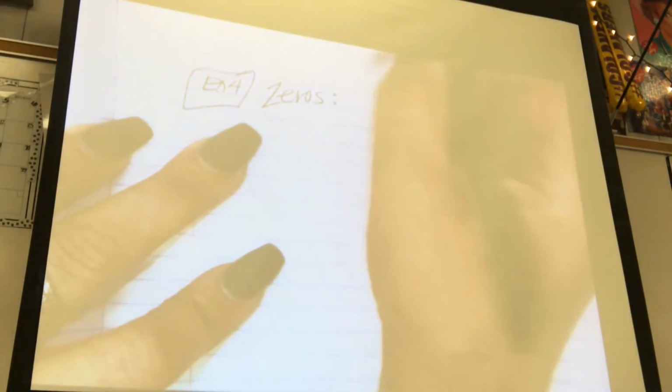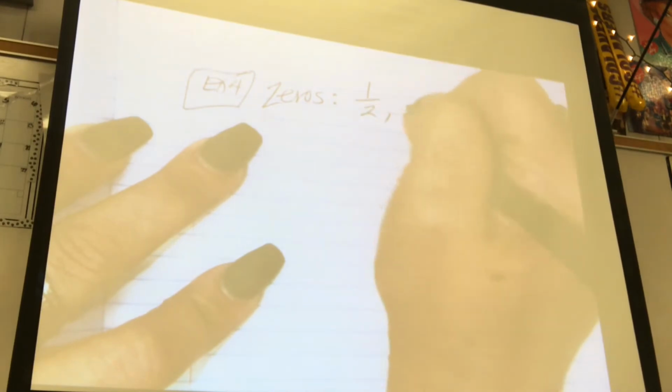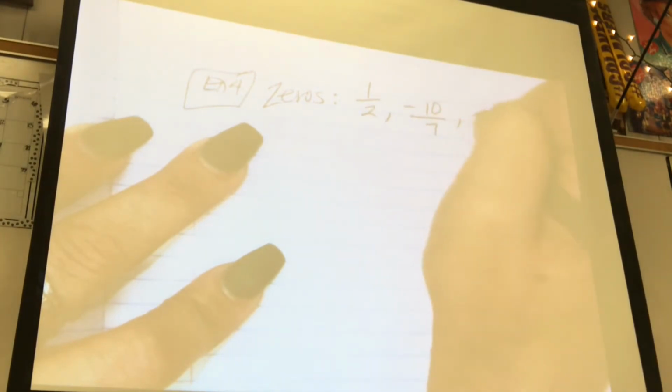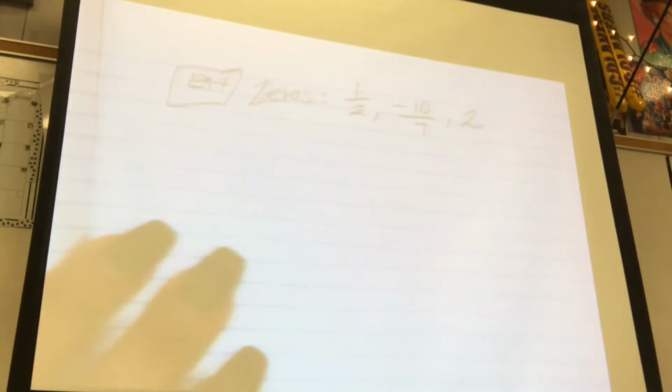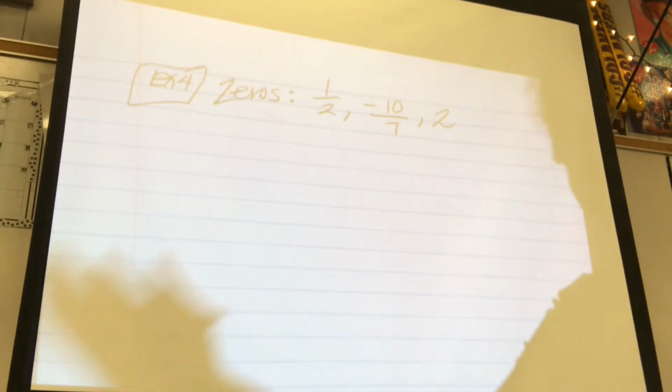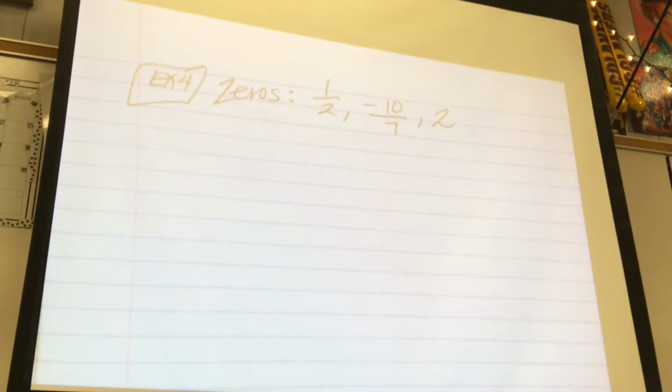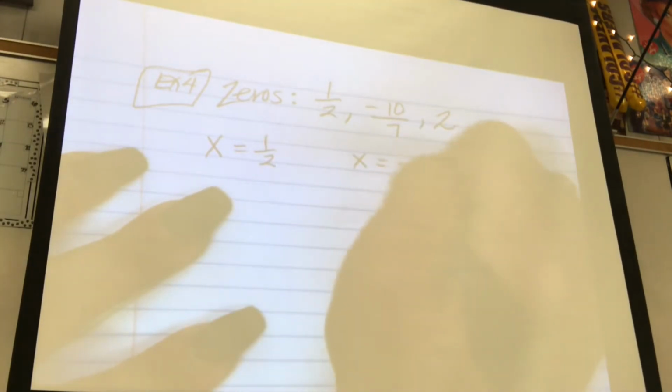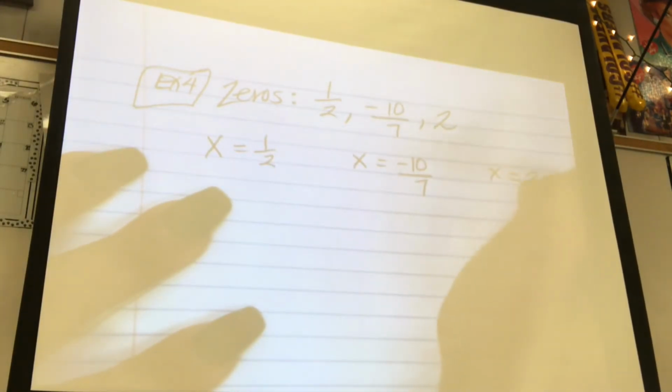What if I tell you the zeros, don't let me lose you, are 1/2, -10/7, and 2? Are you going to do anything differently because it's a fraction? No, you're going to do the same thing. But it is just something I really want to make sure that you follow. Video people, watch the video today if I go too fast. Same thing. X equals 1/2. X equals -10/7. X equals 2. This one's the easy one.